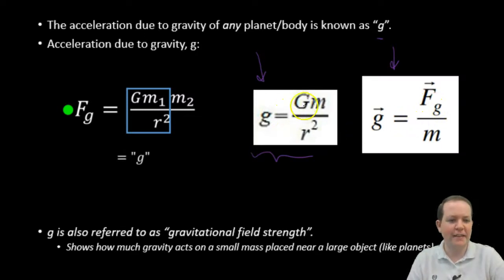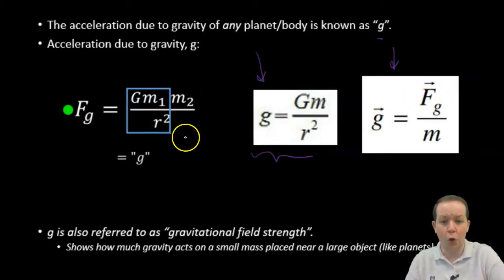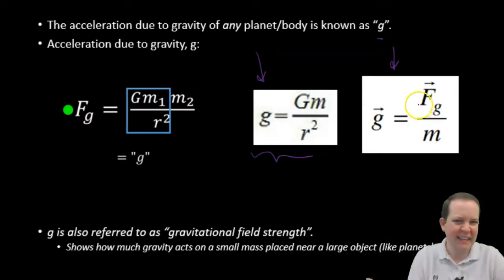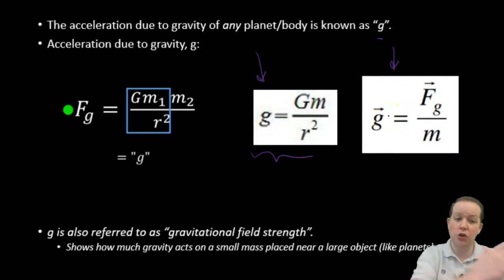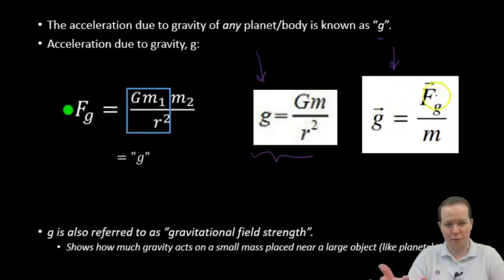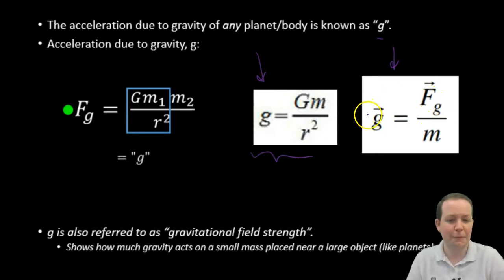Because notice, remember how I said it's GM over r squared? There's that G, there's that M, there's that r squared. Well, this is saying that g is the force due to gravity, so this whole thing divided by m. That would divide out this thing. A little silly. I don't think it's as helpful in this form, but this is what's on the AP exam. You could be asked to calculate the acceleration due to gravity on Jupiter, and you would use this equation or this one. Same kind of thing, same difference.